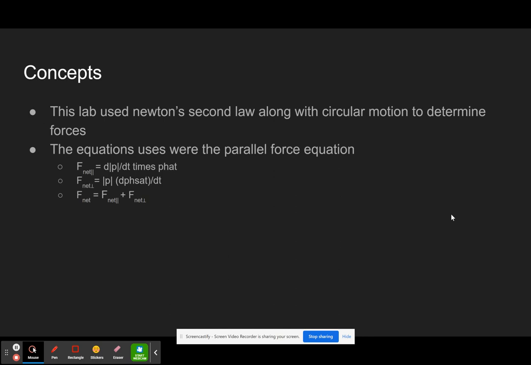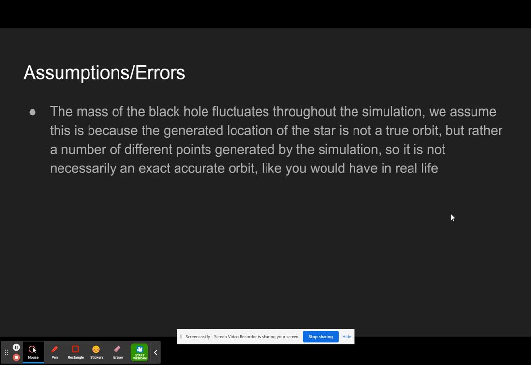So the base concept of this is using Newton's second law along with circular motion, the force acting on it, to determine how the mass creates forces. And then these are the equations you use. And the assumption we use is that because it's not a real orbit, we have to take the mass of the black hole determined by the force at set points and then average that all out to create a semi accurate representation, because it's not a real orbit we can observe.